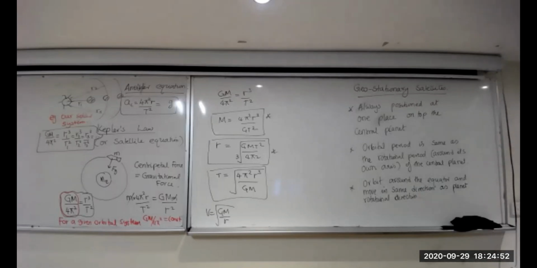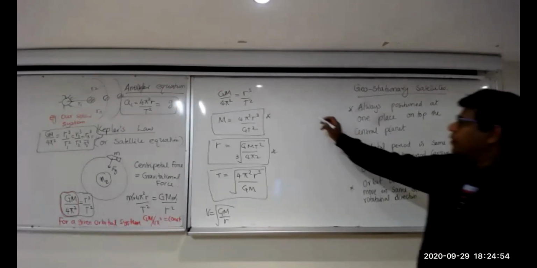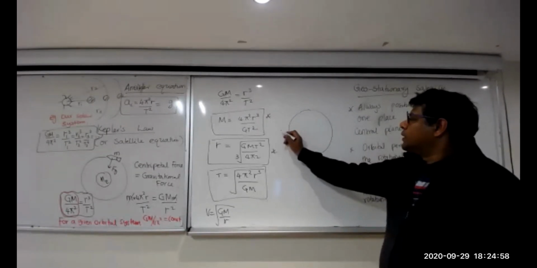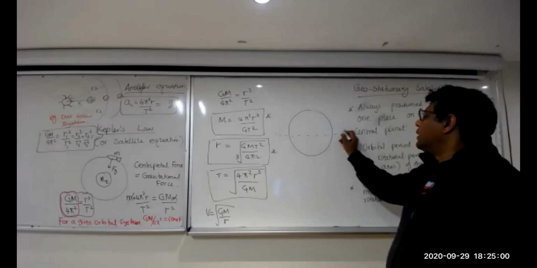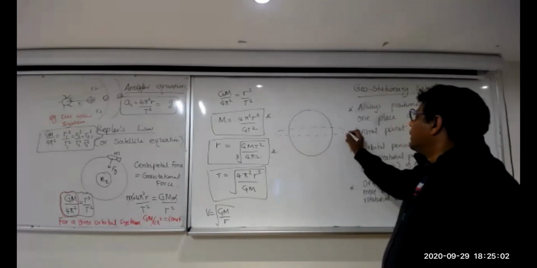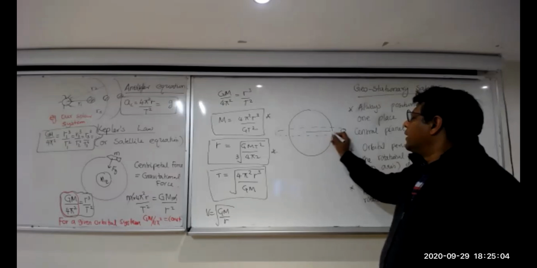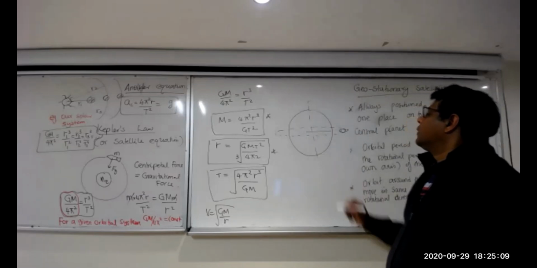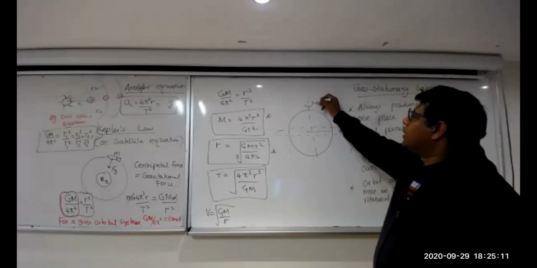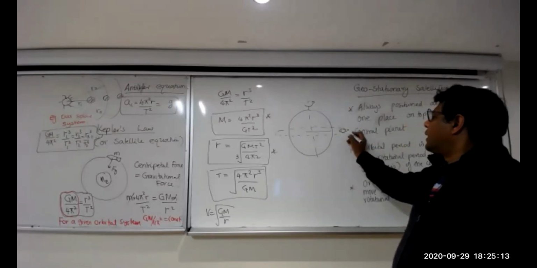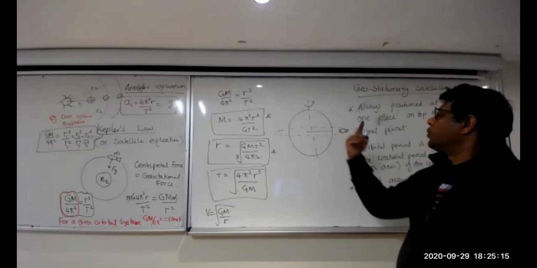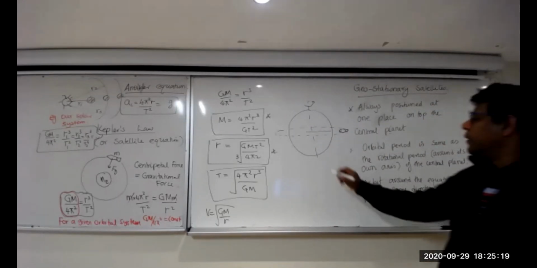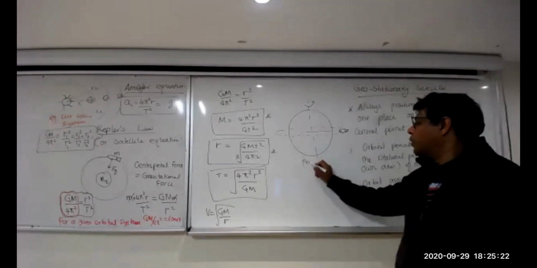Say for example, if I place the geostationary satellite around the Earth, this is the equator, it's orbiting around the equator. The Earth is rotating east to west, so that means the satellite also orbits east to west. And then the period is going to be 24 hours.